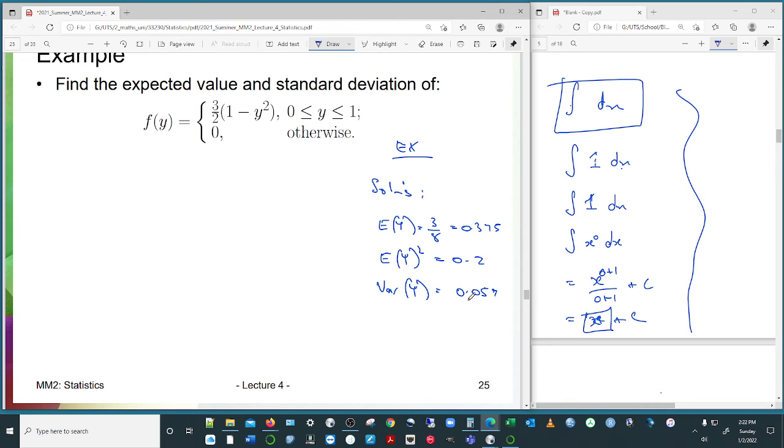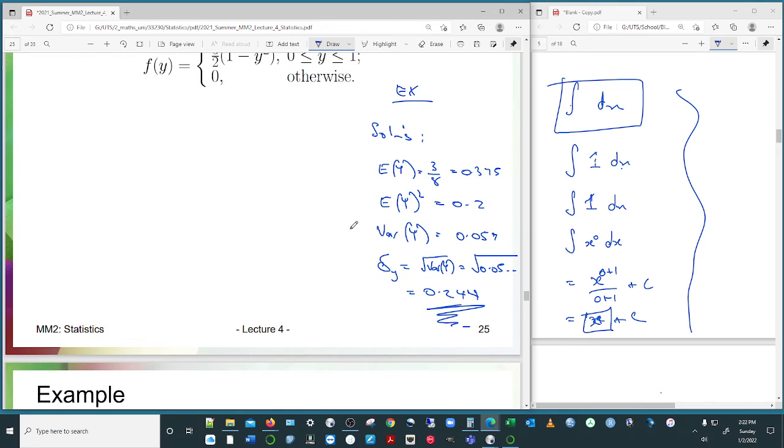Okay, so we've got that one, and finally we've got the standard deviation, which is the square root of the variance of y, which will be the square root of that one, whatever that is, and we get 0.244. So please be encouraged to work on those.